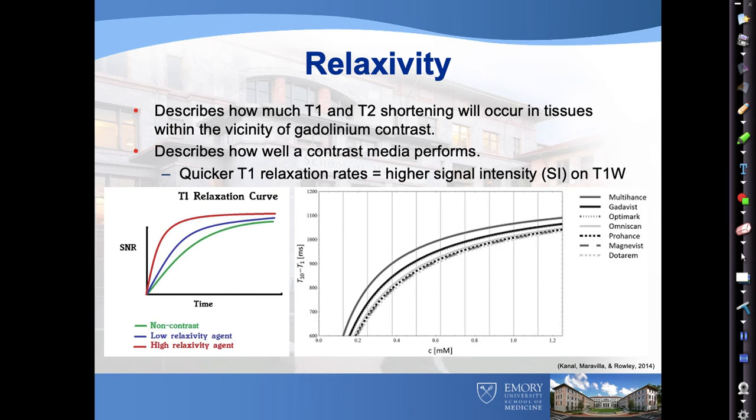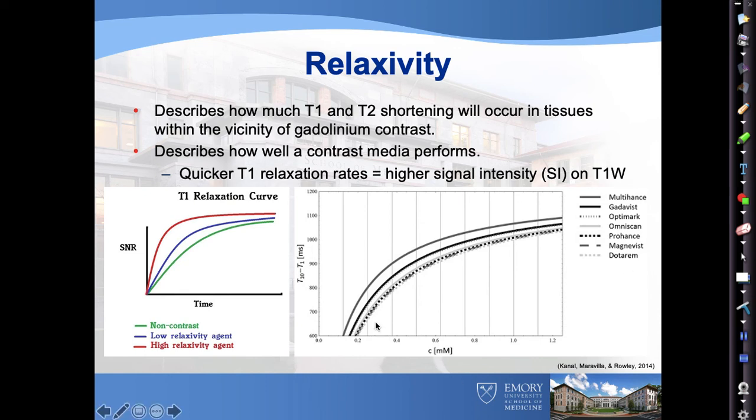The next property I'll discuss is relaxivity. Relaxivity describes how much T1 and T2 shortening will occur in tissues within the vicinity of gadolinium contrast. Basically, it describes how well a contrast media performs. The quicker the T1 relaxation rates, the higher signal intensity you will have on a T1 weighted image.